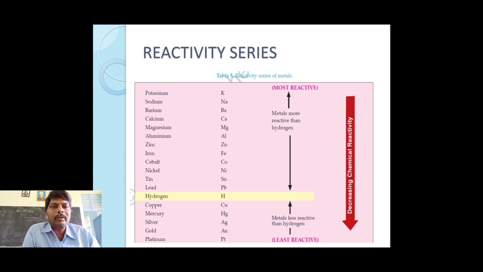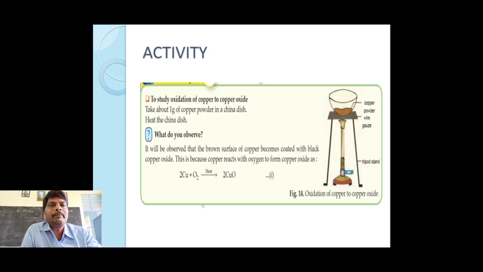Below hydrogen, some metals are also there. We consider these metals less reactive. Examples: copper, mercury, silver, gold and platinum. These are less reactive metals. Generally, more reactive metals displace less reactive metals. This is the activity series.